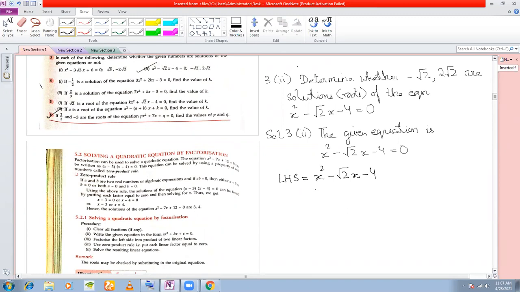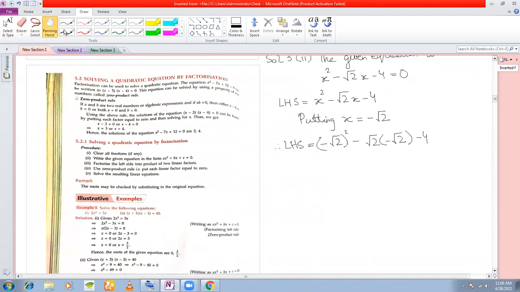Okay, so what are the solutions that are given to you here, which you need to check whether they are solutions? Minus root 2. So what you do is put x is equal to minus root 2 and check. So therefore, what does the left hand side become? Minus root 2 whole square minus root 2 into minus root 2 minus 4. Here minus root 2 whole square, this is a negative raised to an even power, so this becomes a plus. This simply becomes root 2 square, right?